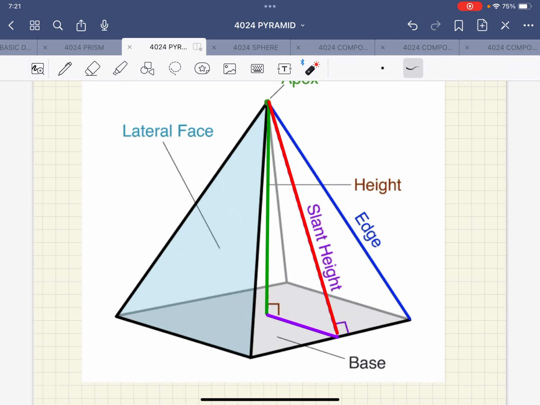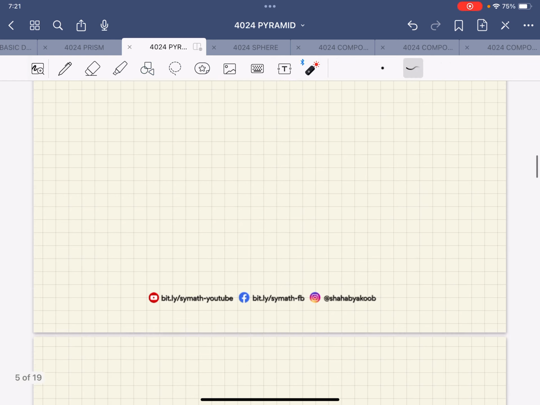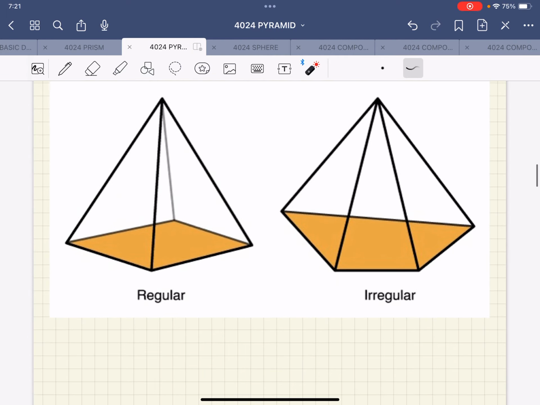So another variation of the same figure. Just want to make sure that everything is crystal clear. So this goes like this. Now, there are two kinds of pyramid. This is a regular pyramid because the base has equal sides.